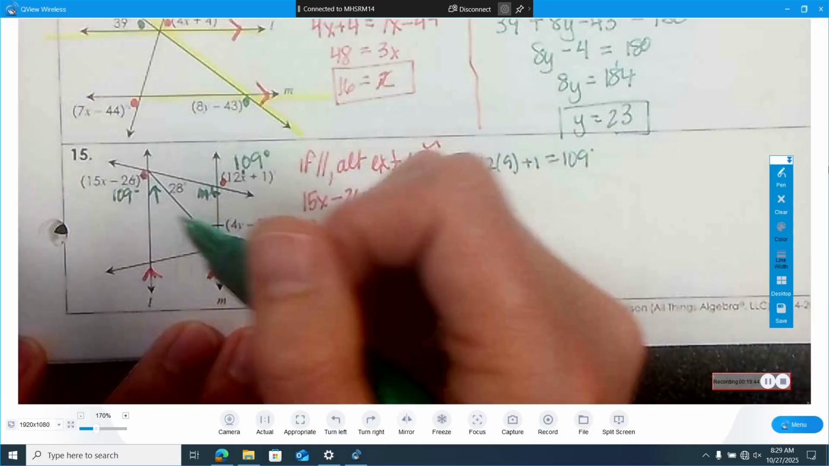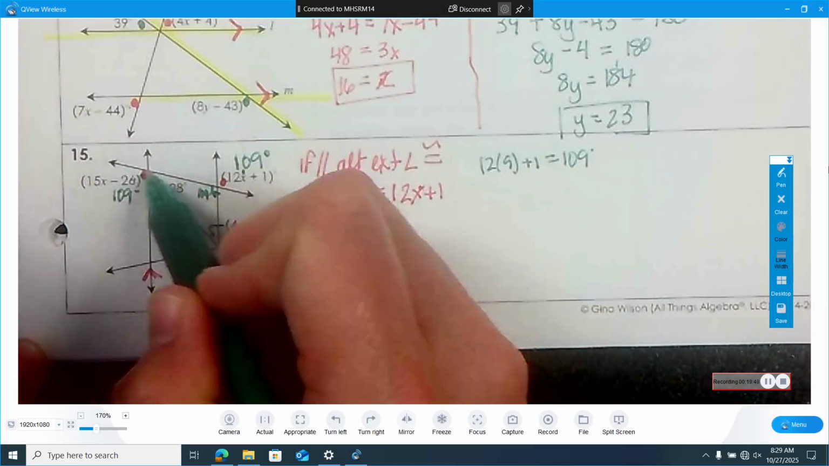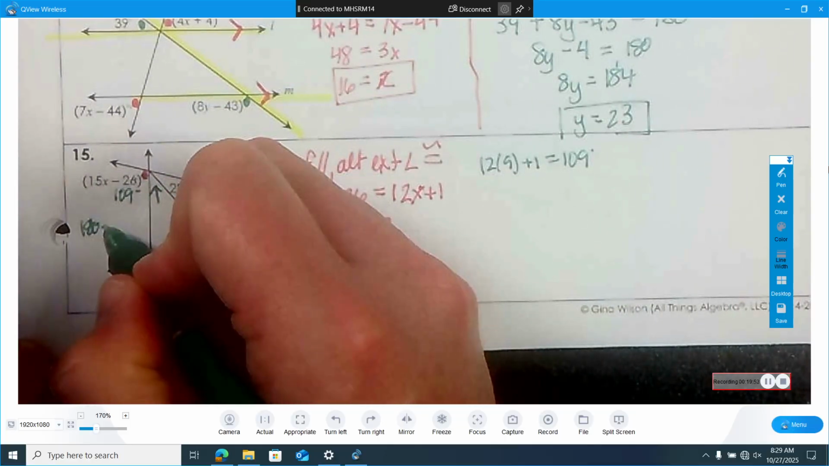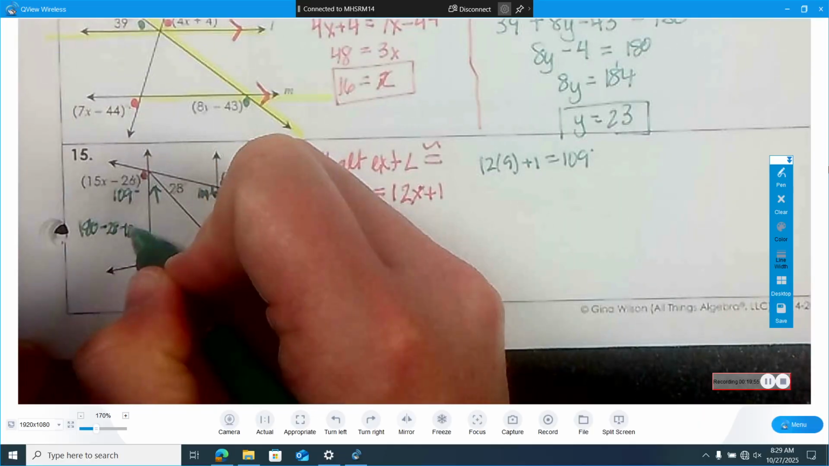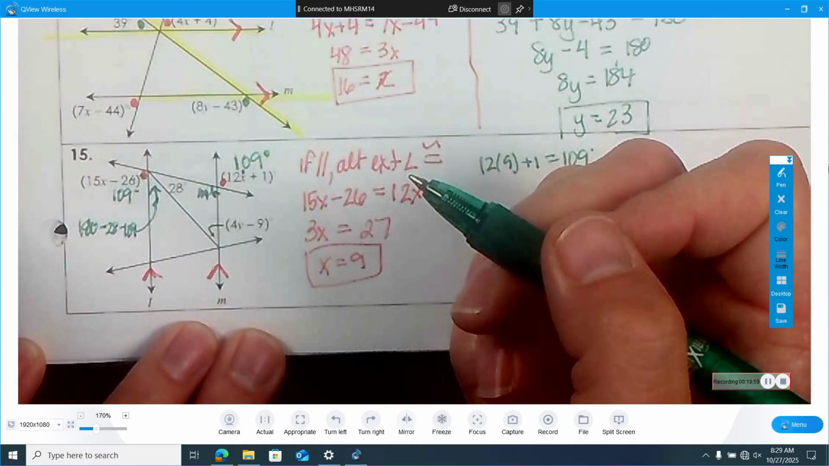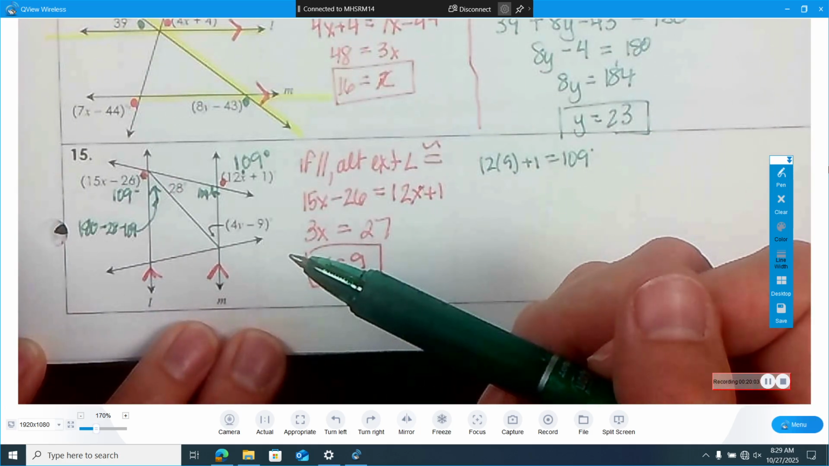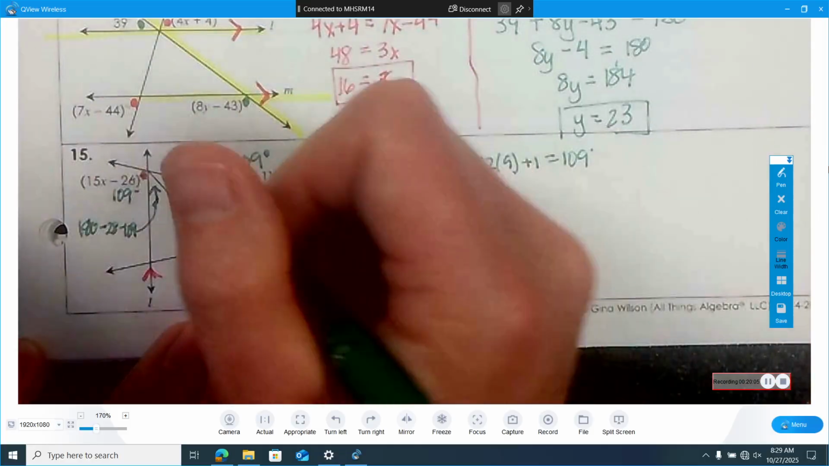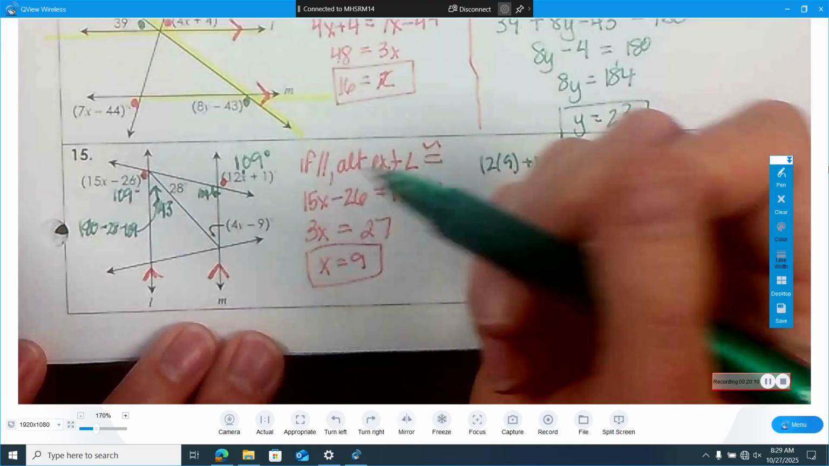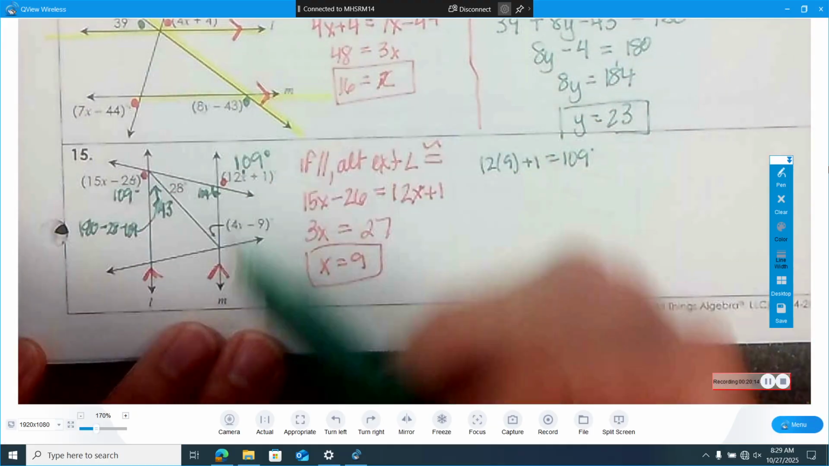Subtract it from 180. Okay, so what we have here is a linear triple. We've got 3 angles that are forming a straight line. So we could do 180 minus 28 minus 109, and that's going to be this angle. Can't be negative. 43? Just kidding, I did minus 20. Okay. All right, so 43.